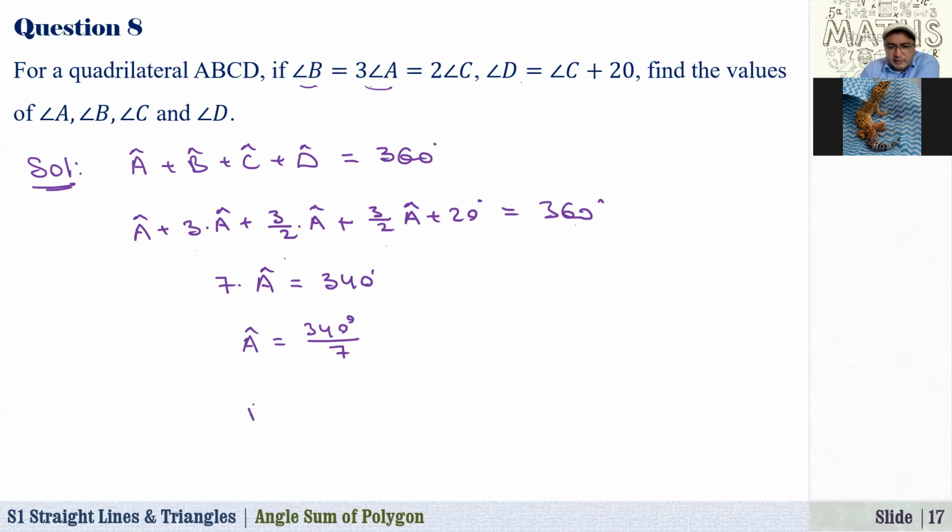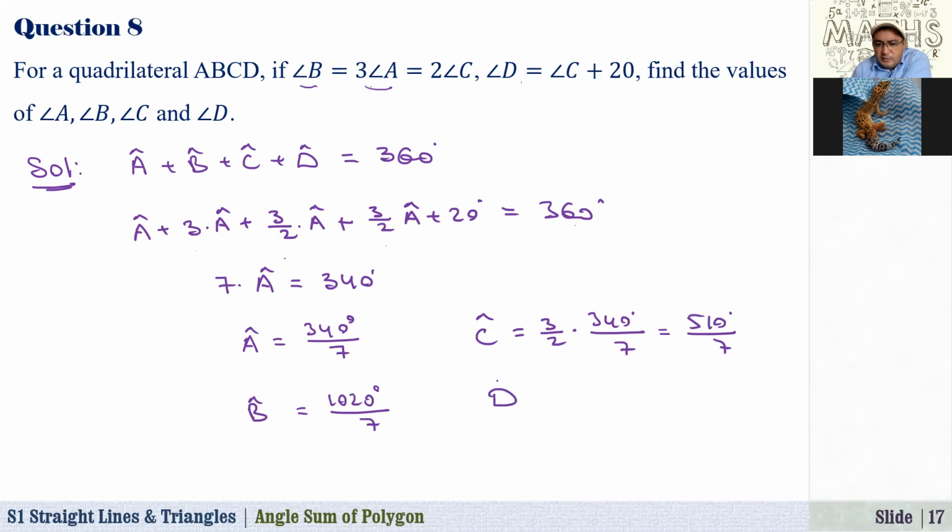Then angle B will be equal to 3 times A, that is 1020 over 7. Angle C is 3 over 2 times A, 3 over 2 times 340 over 7, which is 510 over 7. How about angle D? Angle D is C plus 20, that is 510 over 7 plus 20.